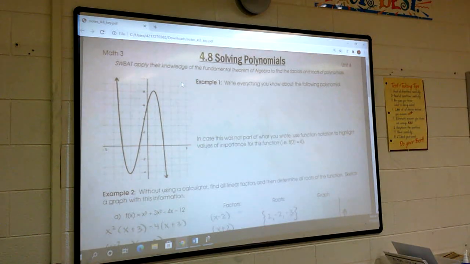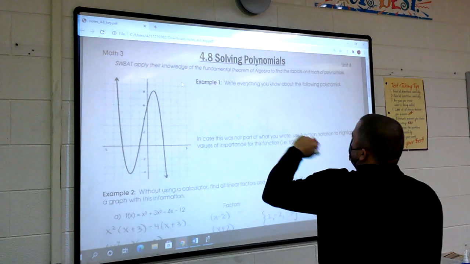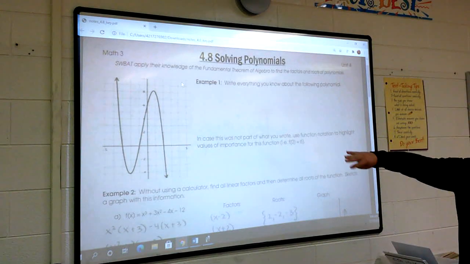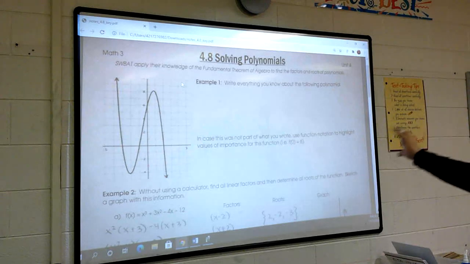Polynomials, solving polynomials, and the goal is to apply your knowledge from the earlier part of the unit to talk about the factors and the roots. So in example 1, here's the graph, so you need to make sure you draw that graph on your paper because there was a blank there, so you want to make sure you draw that graph in the top left corner. That's where it was.